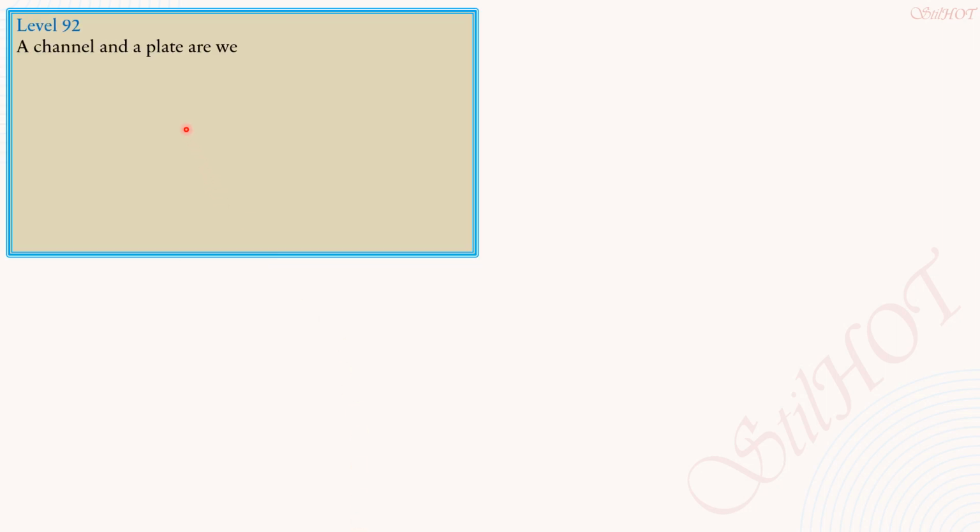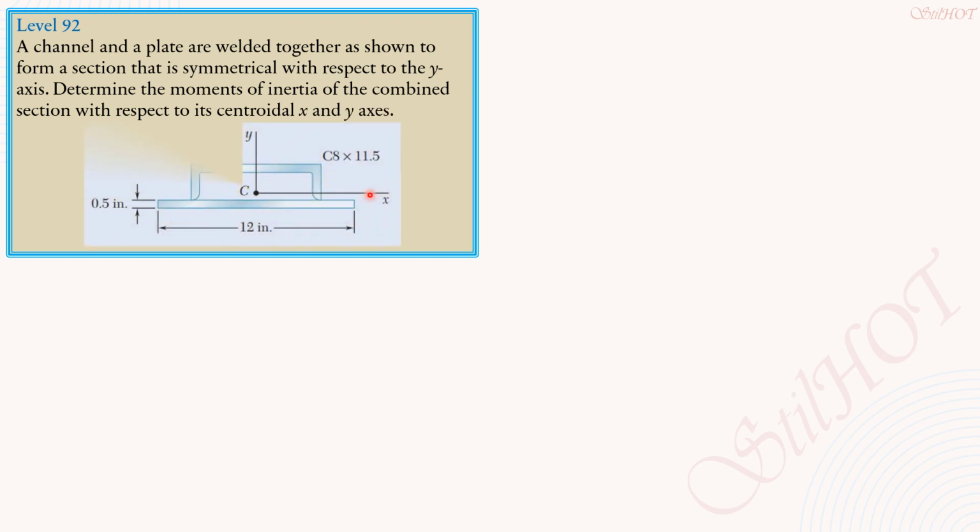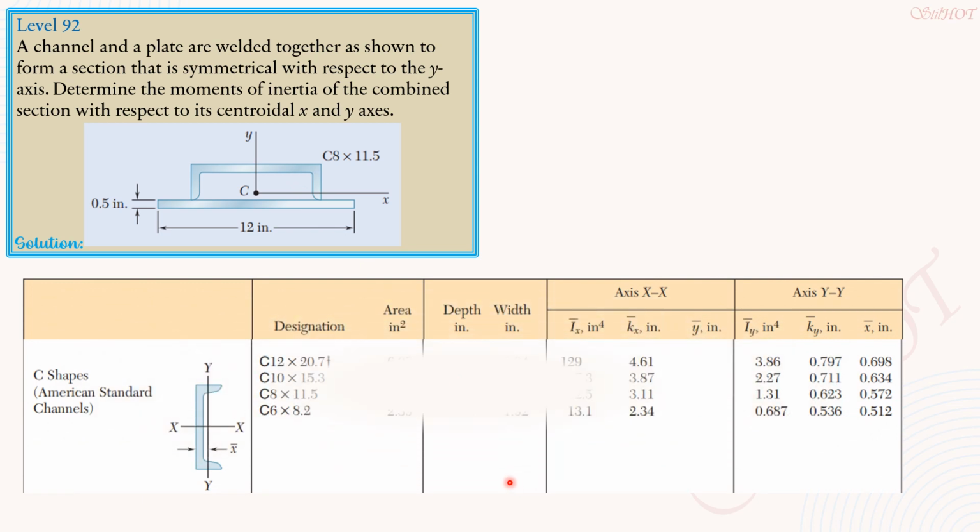Level 92. A channel and a plate are welded together as shown to form a section that is symmetrical with respect to the y-axis. Determine the moments of inertia of the combined section with respect to its centroidal x and y axis. So here is the given figure. So let's have the properties of channel 8 by 11.5. This is provided before this problem.